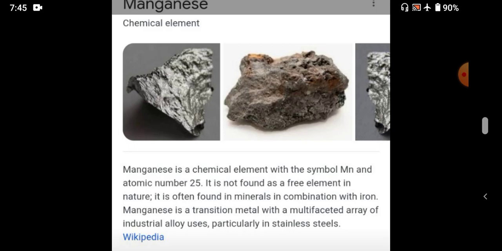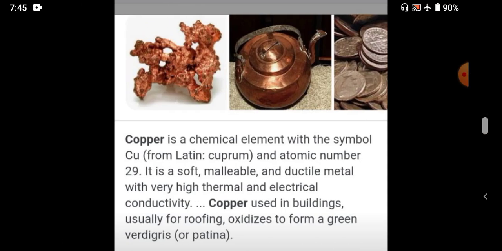Then the third important example is copper. Listen very carefully, students. Copper is a chemical element. Its symbol is Cu and its atomic number is 29. In chemistry class, you already learned this.